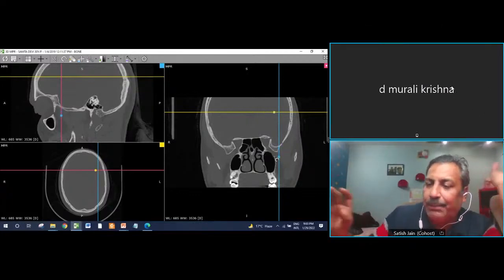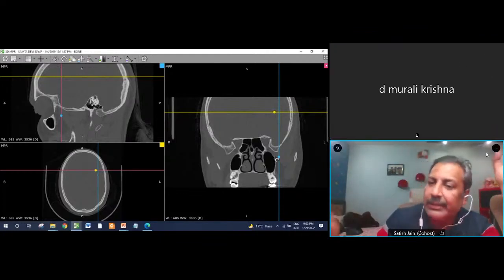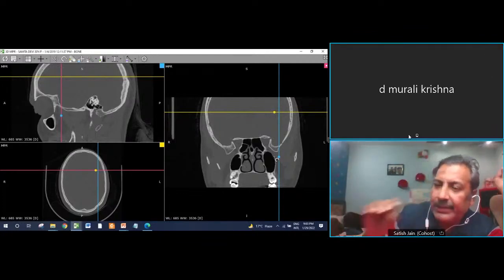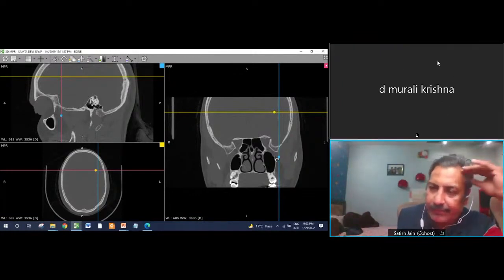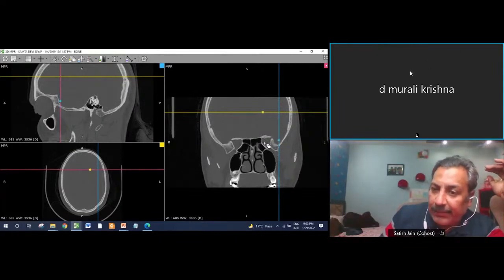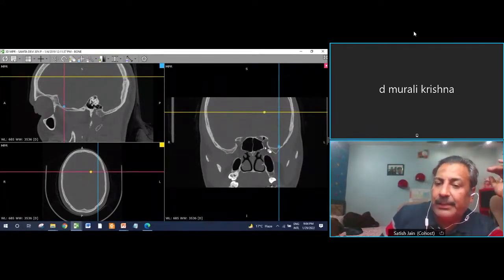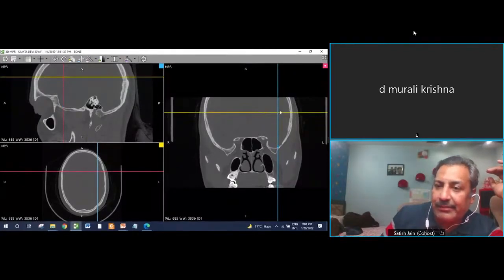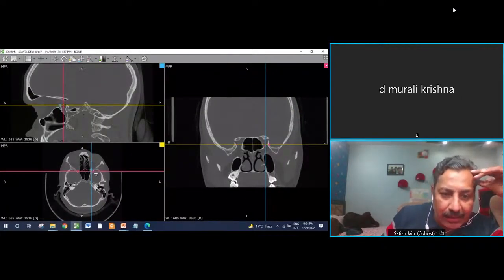So V2 is never a part of the cavernous sinus. V2 is never a part of the superior orbital fissure. It remains separately in the foramen rotundum, running in the floor of the middle cranial fossa. The optic nerve is always superior, and this superior orbital fissure is an inferior structure. That you have to understand. This is the superior orbital fissure, see here, inferiorly, and here also.